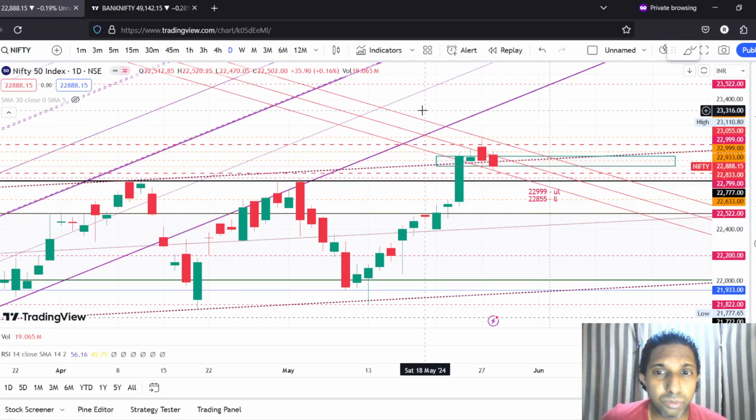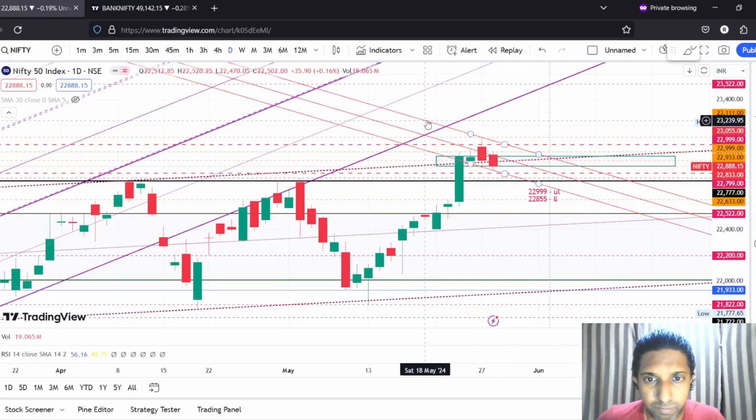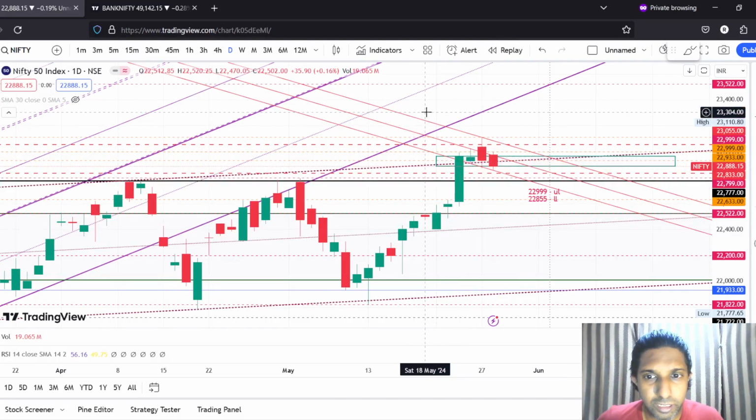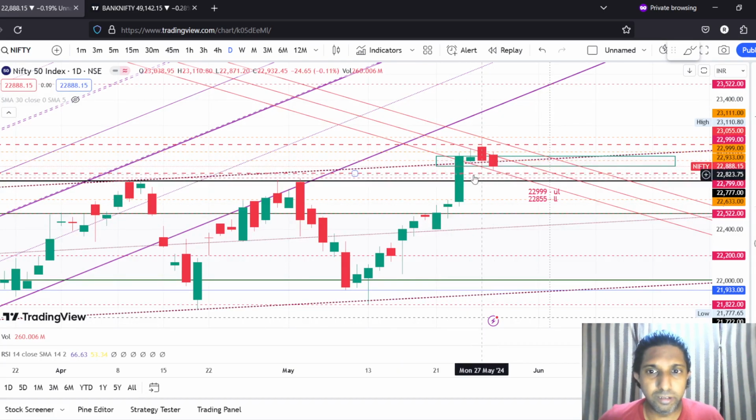The interesting thing to note here is we have a lower high, lower low formation, and I have also added one more channel, the pink channel, right? The bottom of this pink channel has been the bottom of the past three candles, right? So this candle, this, and today's candle.